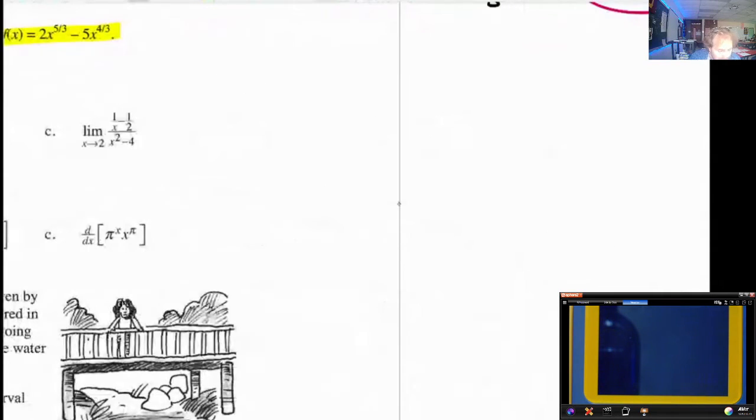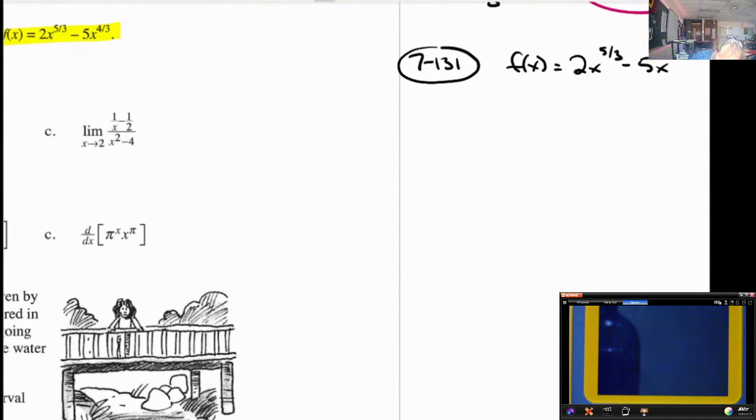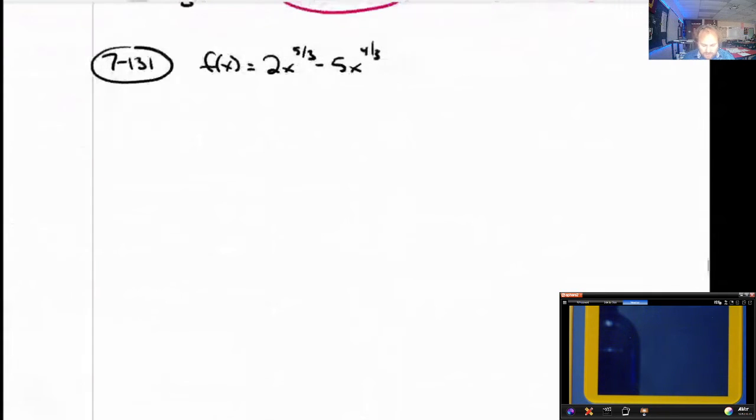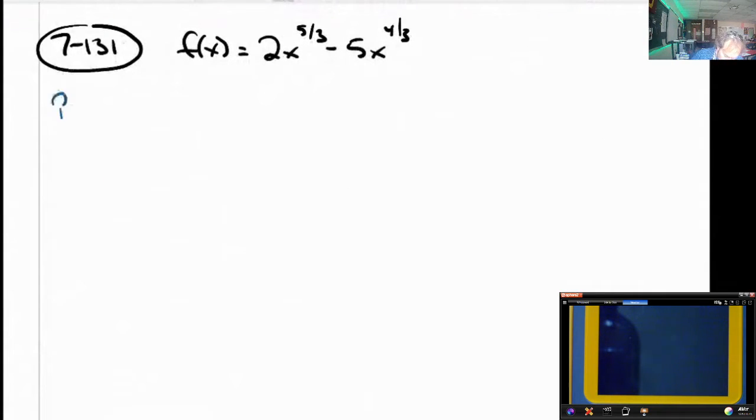This is for problem 7.131. Our original function, f of x, is equal to 2x to the 5/3 power minus 5x to the 4/3 power. So let's talk about extrema first. For relative extrema, we're going to need to think about the first derivative. Because as we've seen before, when your derivative is 0, you have a horizontal tangent, and that's when extrema happen, when your derivative is 0 or undefined. So that's what we're looking for: when f prime of x equals 0 or when f prime of x is undefined.